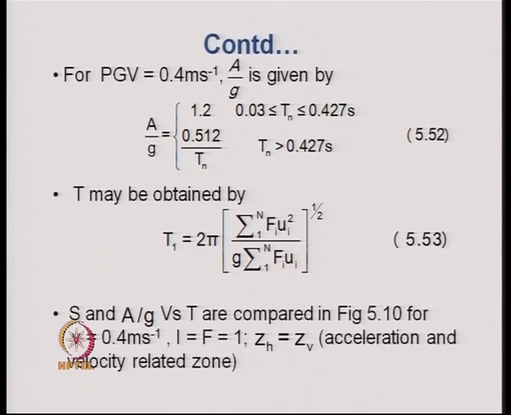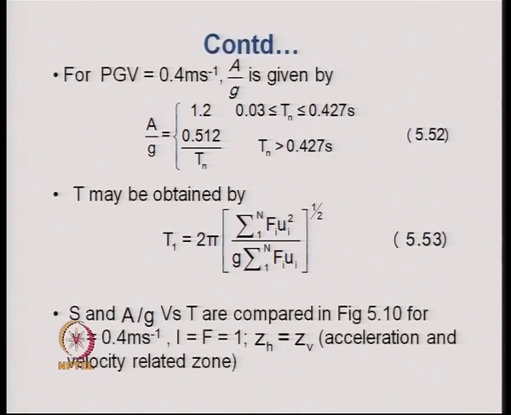Similarly, for other zones we will have different values of PGV, and for that SA by G values will be given by different equations. T, that is the time period, may be obtained again by Rayleigh's approximate formula. This time period is used when you are using the seismic coefficient method of analysis.